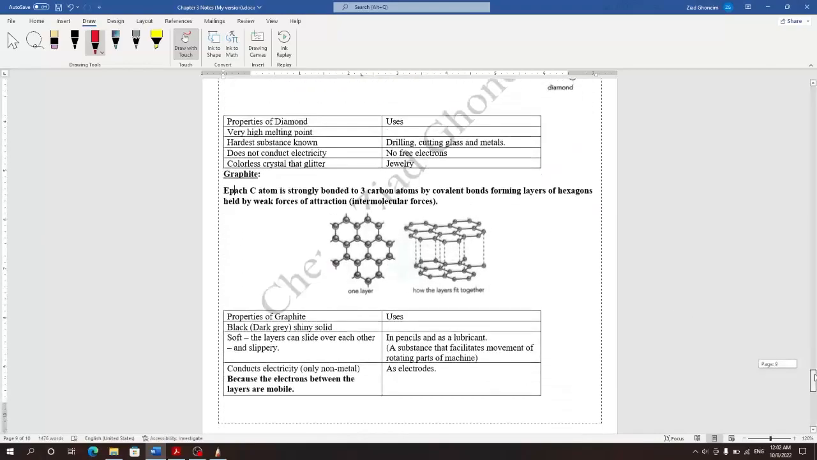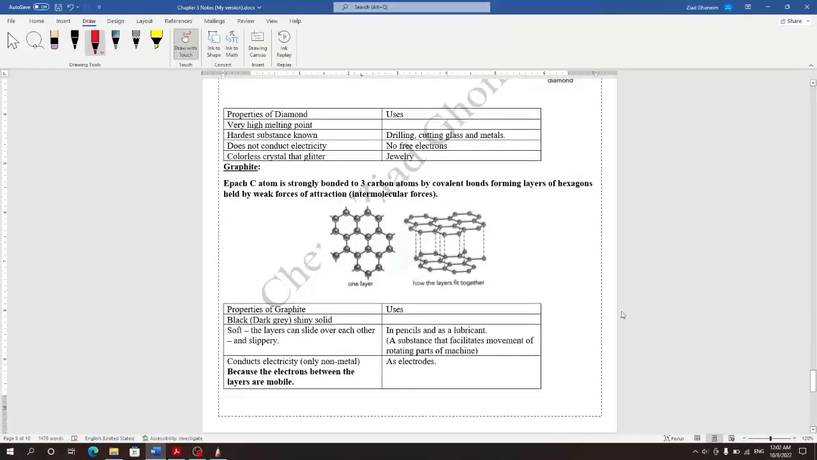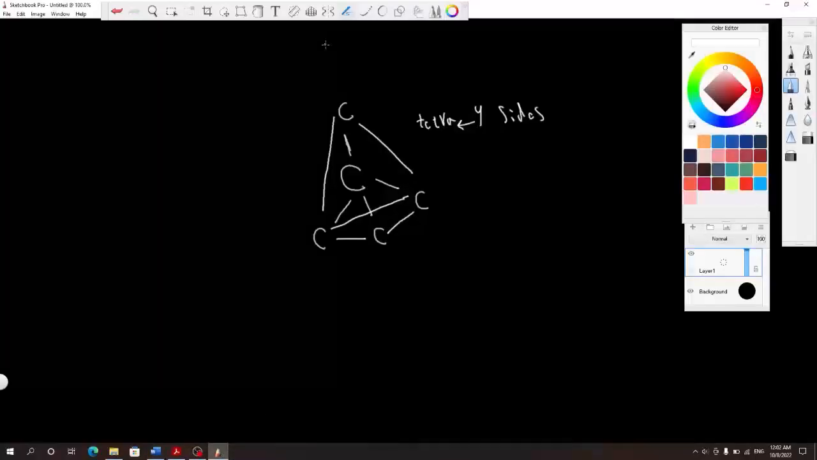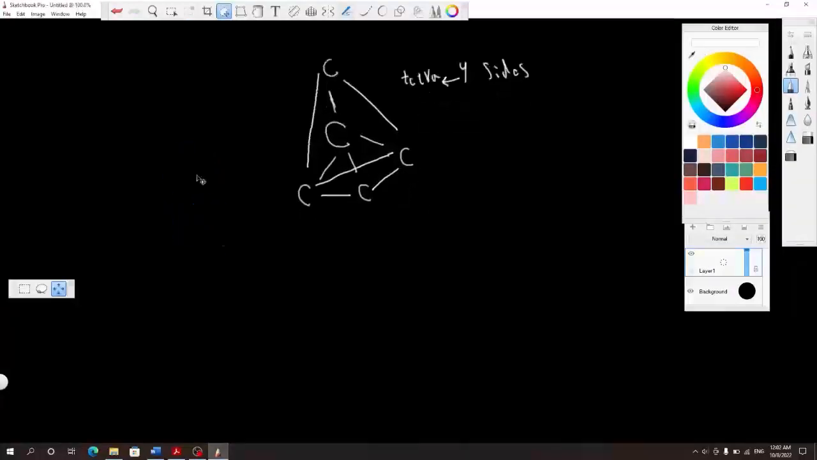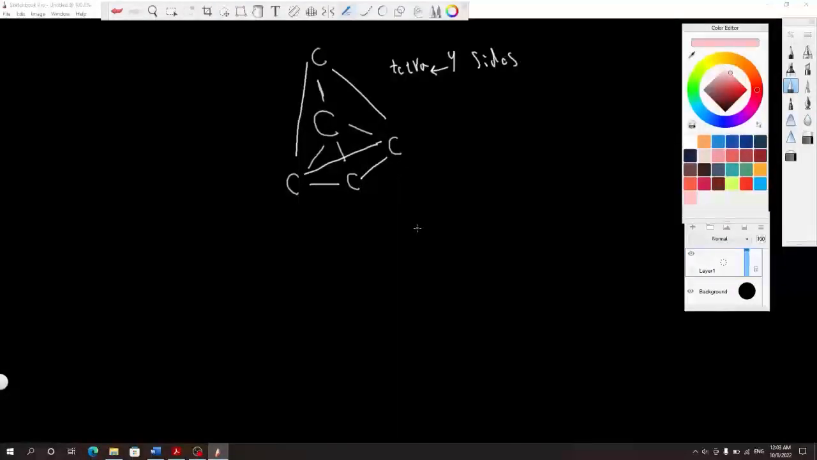Right, now to the other structural form, which is graphite. In graphite, each carbon atom is strongly bonded to 3 carbon atoms by covalent bonds. It's a strong bond, forming layers of hexagons held by weak forces of attraction, which are called intermolecular forces. Let me explain. Hexagons, intermolecular forces, all are just fancy words to explain simple concepts. We're supposed to learn how to draw the structure of graphite. You might be asked to draw it in the test.